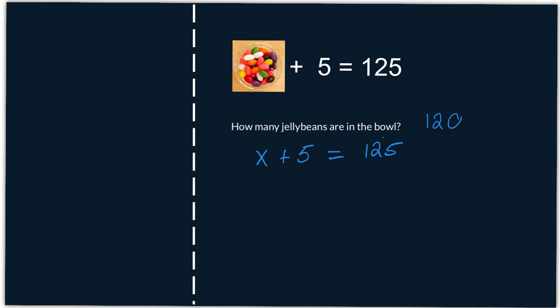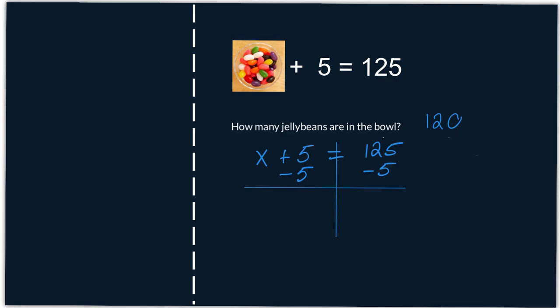I bet you anything in your head you subtracted 5, because before it was added. Now if I take away 5, I'll know how many jelly beans are in the bowl. And from the algebraic point of view, we're doing exactly the same thing. So we're going to subtract 5 from each side. We do this to both sides because we have an equal sign, and we want to make sure that the statement stays true.